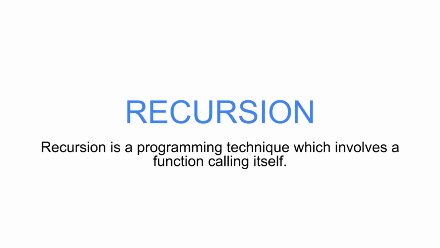In a program, normally, a function can be called from the outside, so maybe from another part of the program. But with recursion, the function has the ability to call itself within its own code block. And a function that has this capability is called a recursive function.